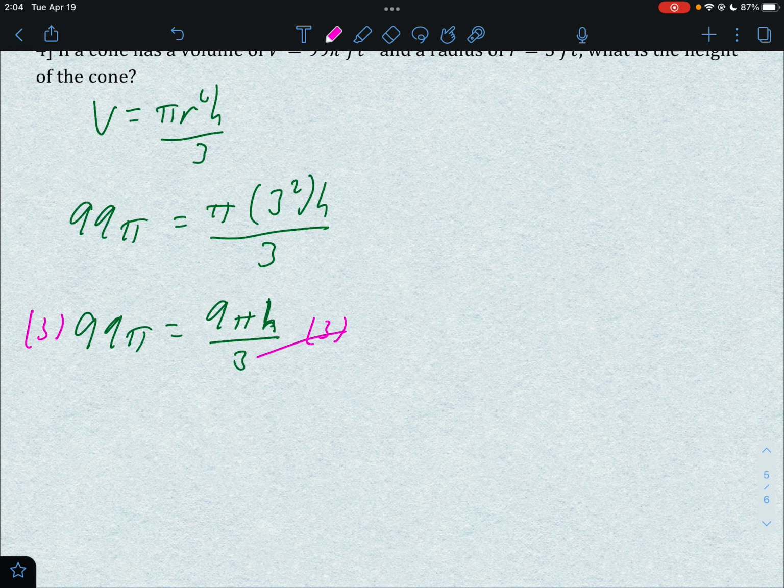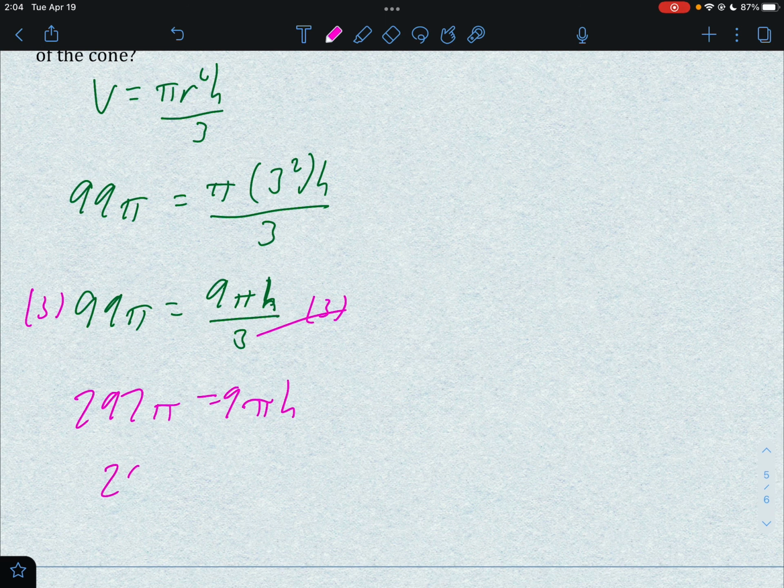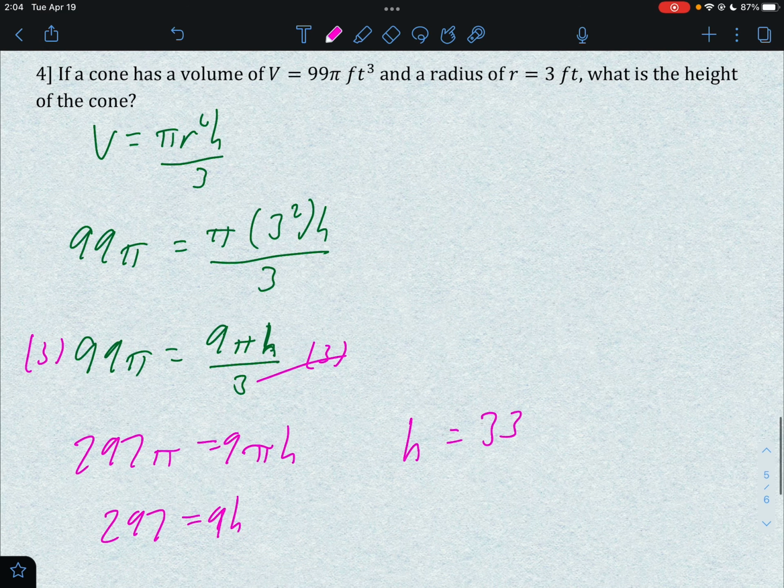and that gives us 297 pi equals 9 pi h. Divide both sides by pi, we get 297 equals 9h. And then divide both sides by 9, we get h is 33 feet. Not cubic feet, just feet.